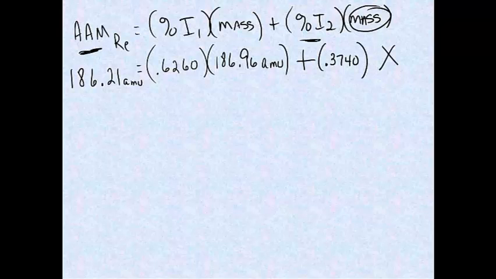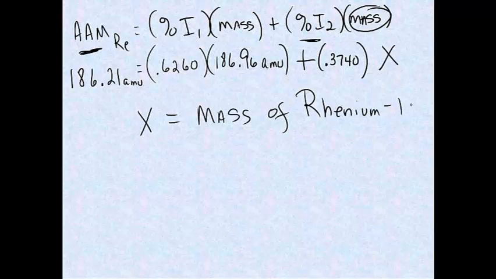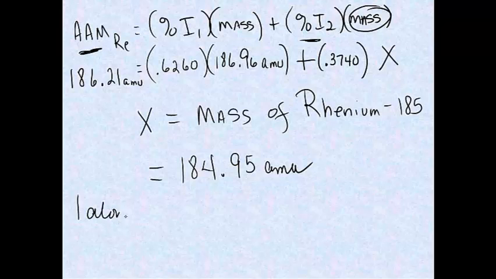Notice I just filled in an algebra problem, and X is my unknown. Just do the algebra. X, which is going to be the mass of the rhenium-185, and it better be around 185. Solve for X, and it comes out to be 184.95 AMUs. So what that tells you is one atom of rhenium-185 is equal to 184.95 AMUs, and it's 37% in the element.